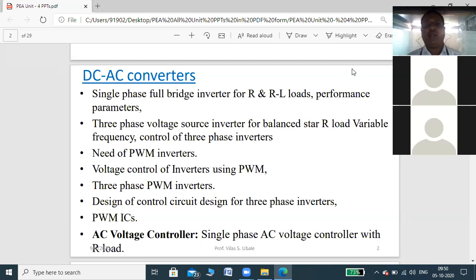So the topics are: single phase full bridge inverter for RL load, then three phase voltage source inverter for balanced R load, and variable frequency control of three phase inverter.